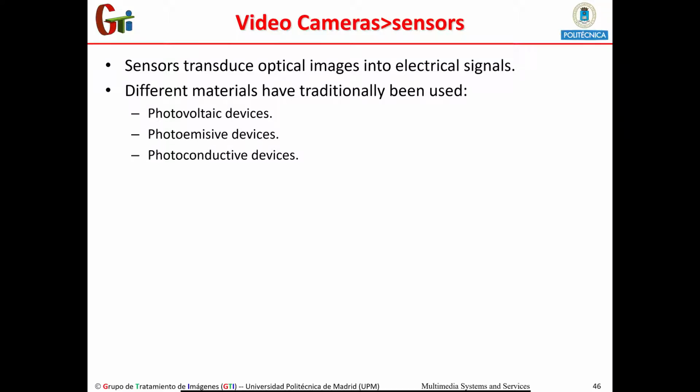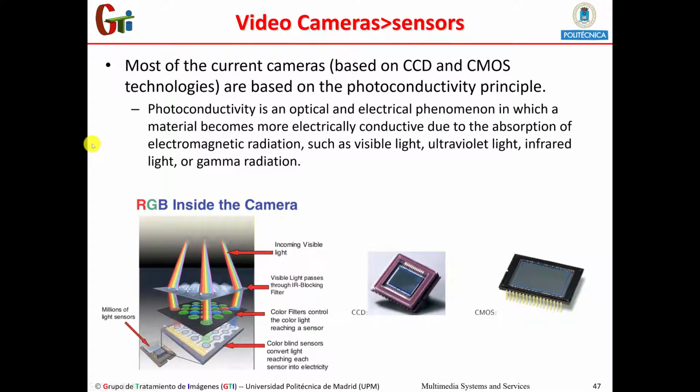Regarding the technology used for the sensors included in the cameras, mainly two technologies, CCD and CMOS, are based on the photoconductive principle. This consists in that certain materials become more electrically conductive because they can absorb external electromagnetic radiation, such as visible light, ultraviolet light, or even infrared light or gamma radiation.